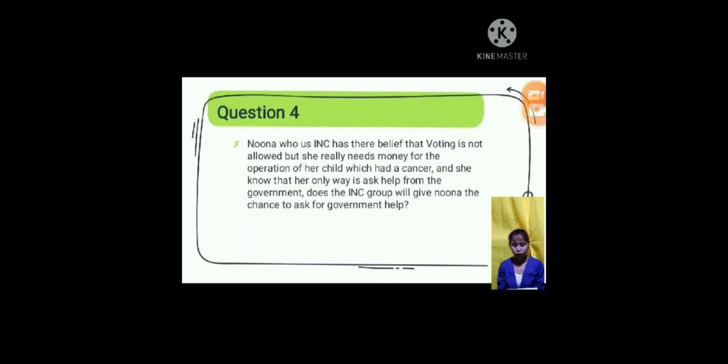Yes, if that's her only way, then the INC group should give her a chance to ask for help from the government because her child needs money for the operation to live longer. Considering that one's life is the most important. Let's realize that asking for help for valid reasons is not wrong. The INC group must accept that these kinds of circumstances really exist, so try to understand the situation. I believe in a saying that no mother will endure seeing her child suffering, sick, or the like.